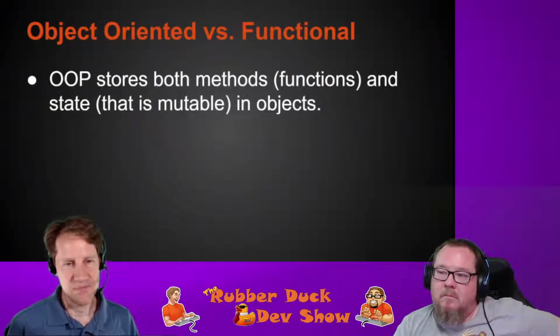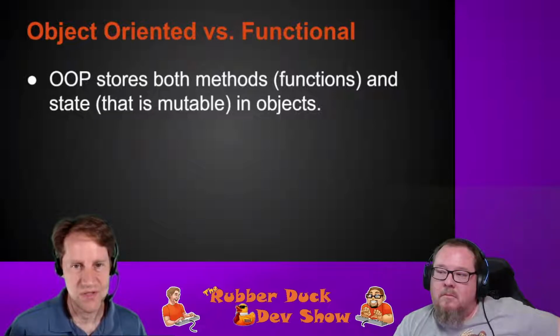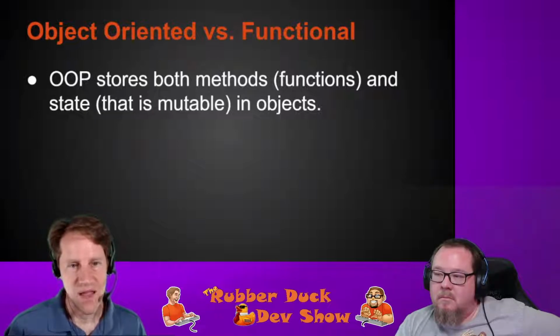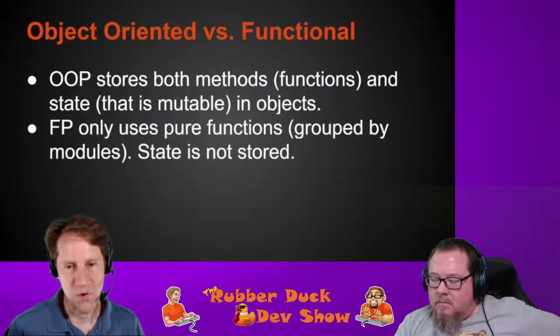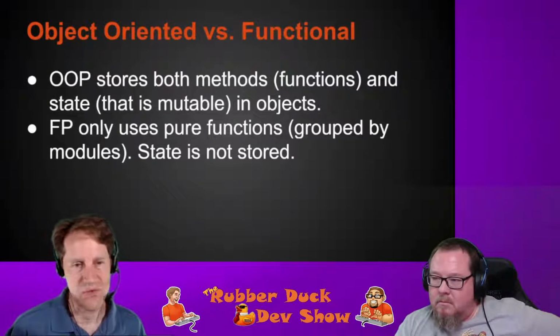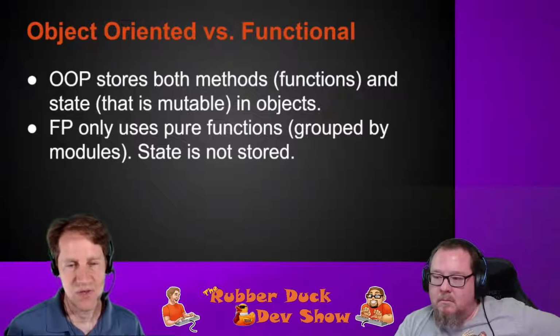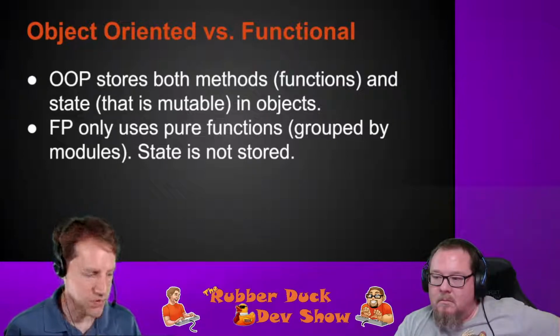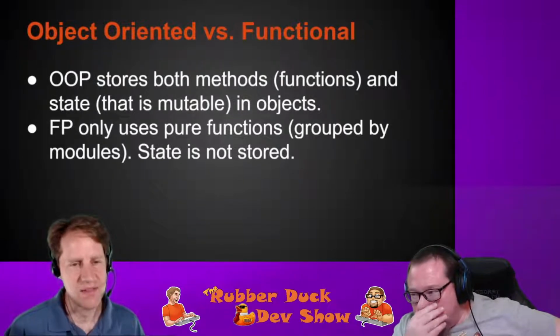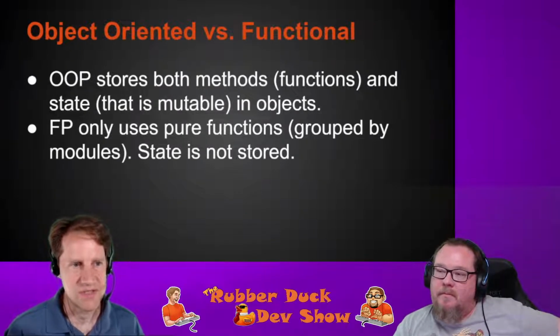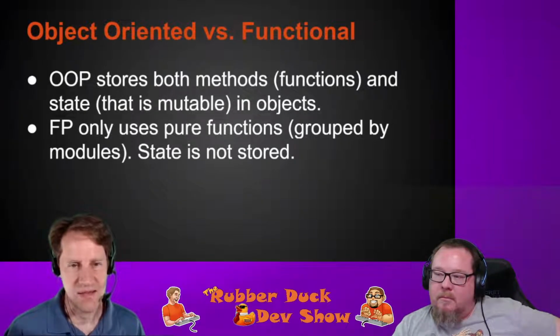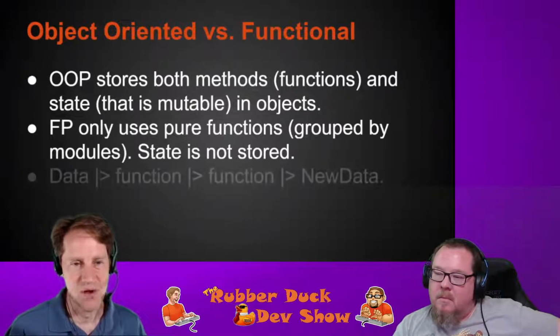Now, going back to this, I mentioned this before, but object-oriented programming generally stores both functions and data, or state that is mutable, in objects. Functional programming only uses pure functions that are grouped into modules. So there's no concept of a class in functional programming. And the state is generally not stored, or what's more appropriately termed, I think, the term that I've seen used by Bob Martin and others, is that it constrains assignment. And you'll see that a little bit. It doesn't call it assignment, it calls it pattern matching.